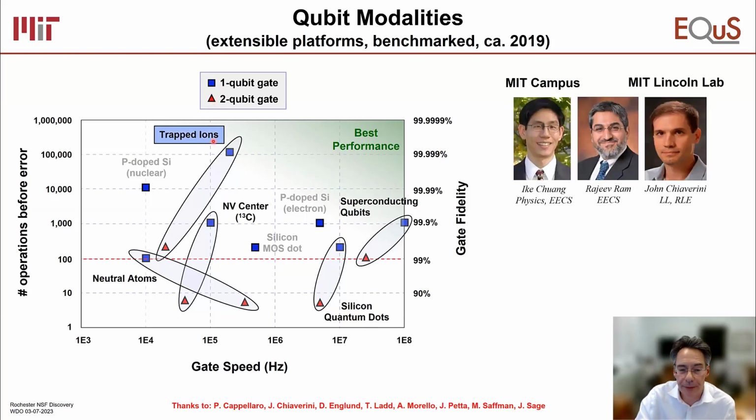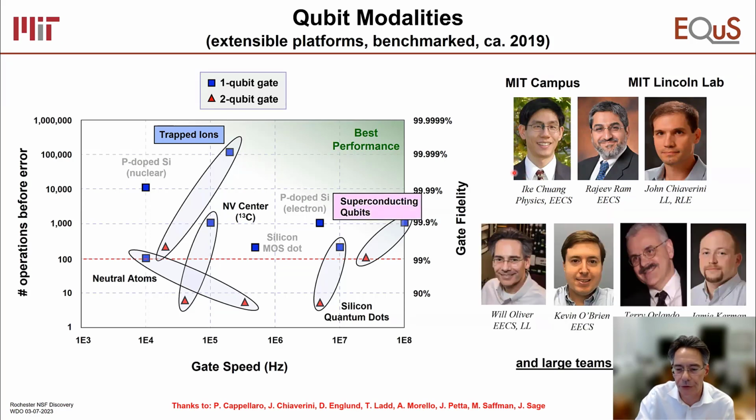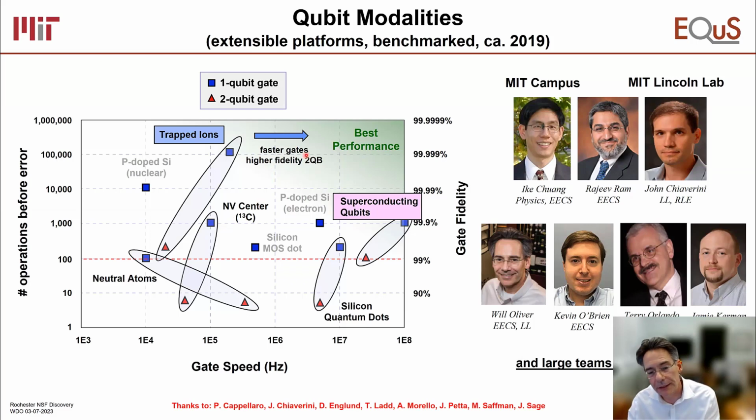So one of the leaders today is trapped ions, and here are a couple of my colleagues at MIT campus and Lincoln Laboratory who work on trapped ions. My own research is in superconducting qubits, along with some of my colleagues, and of course we have large teams that work with us at Lincoln Lab and at MIT campus. And if you ask us, what are we researching? Trapped ions are trying to make a higher fidelity 2 qubit gate. They're also trying to get faster. And superconducting qubits are already pretty fast. We're trying to get higher fidelity to get to this upper right corner, right? And so you can see we're both, in some sense, equally far away.